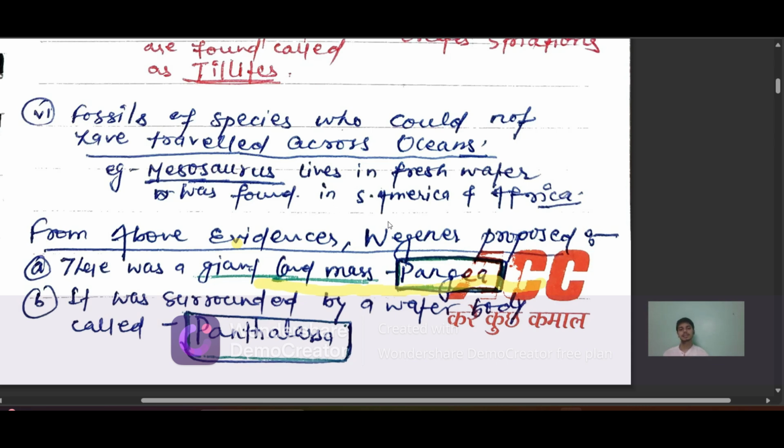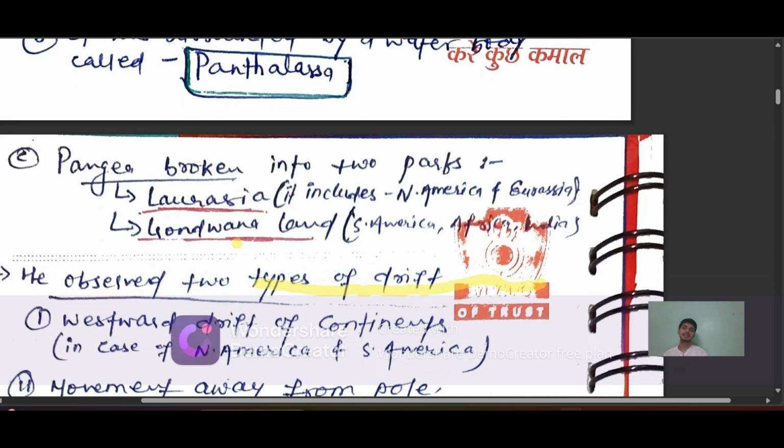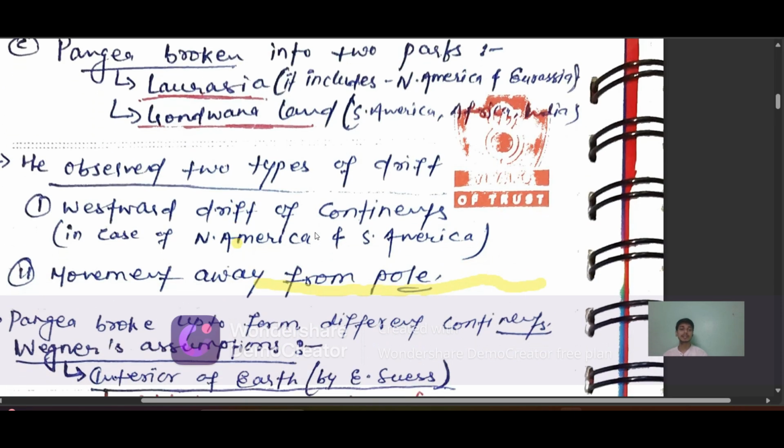So from the above evidences, Wegener proposed there was a giant landmass called Pangaea, and it was surrounded by a water body called Panthalassa. Later he suggested that Pangaea broke into two parts after some time. The first part is Laurasia, which includes North America and Eurasia. The second is Gondwanaland, that is South America, Africa, and India. For the drift between the continents, he observed two types of forces responsible for the westward drift of continents, like in North America and South America, and movement away from the pole. He observed these two types of movement.